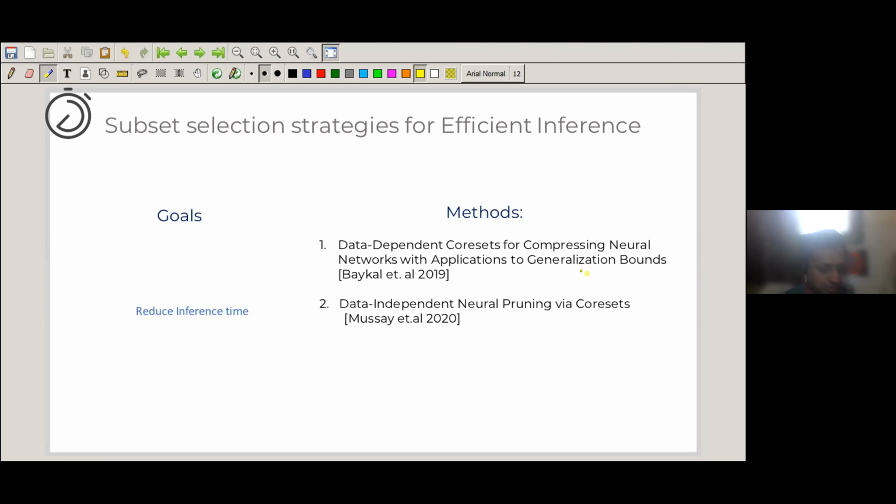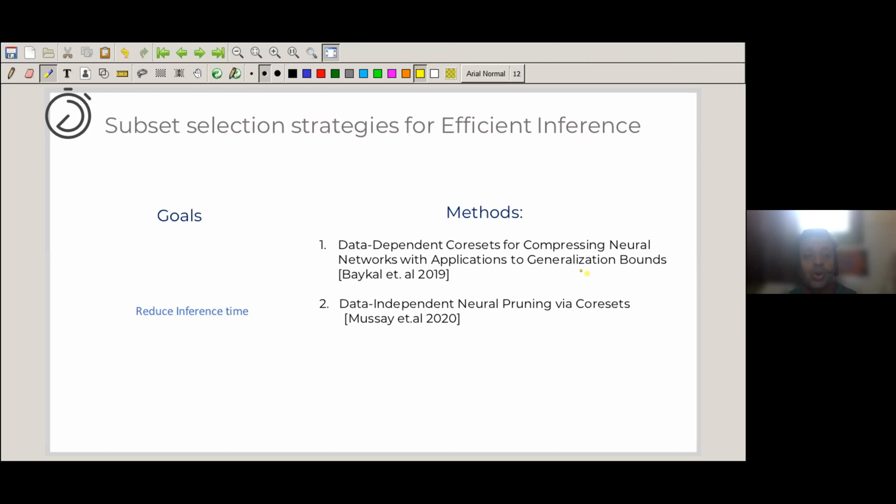Another topic I want to talk about is subset selection for efficient inference. I'll talk about two techniques here. One is a data dependent technique and the other is data independent technique. What's the idea here? I gave you a hint in the introduction that sometimes networks can be very complex, lots of neurons, lots of edges connecting those neurons to each other.